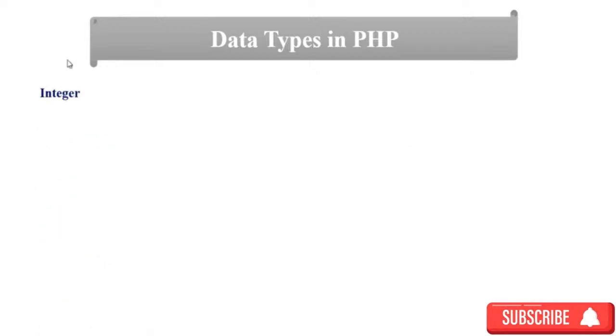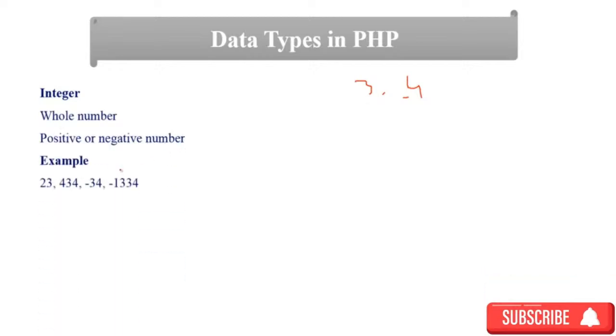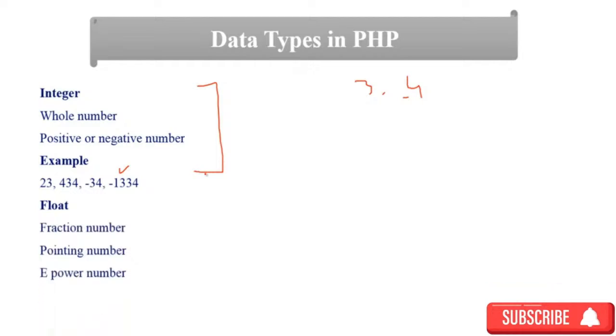Another is the integer scalar data type. Integer is a whole number. For example, these are different numbers, negative or positive, without a fractional or floating point part, considered integer numbers. These are different examples of integer. About the integer data type, we will discuss it in the number chapter, in later classes. Another is float. Float will be a fraction number, floating point number, or e-power number. For example, these are different examples of the float data type. About float and integer we will discuss in detail in later classes.